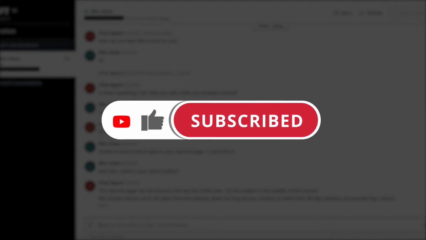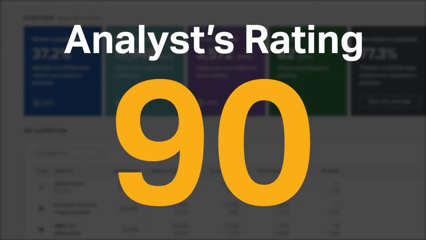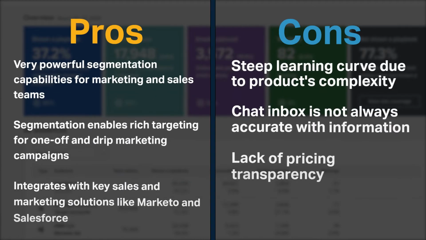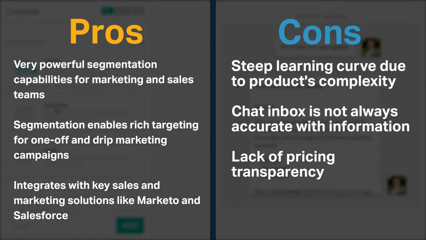So let's get started. Drift received a high Analyst rating of 90 and is currently ranked 6th in our live chat software category. Drift offers very powerful segmentation capabilities for marketing and sales teams. Its segmentation enables rich targeting for one-off and drip marketing campaigns, and it integrates with key sales and marketing solutions like Marketo and Salesforce. However, it has a steep learning curve because of its complexity.